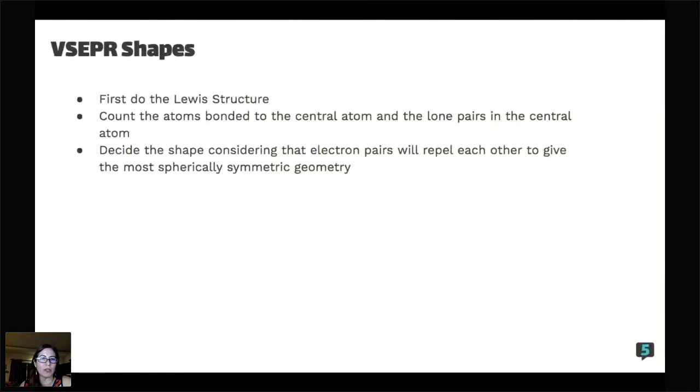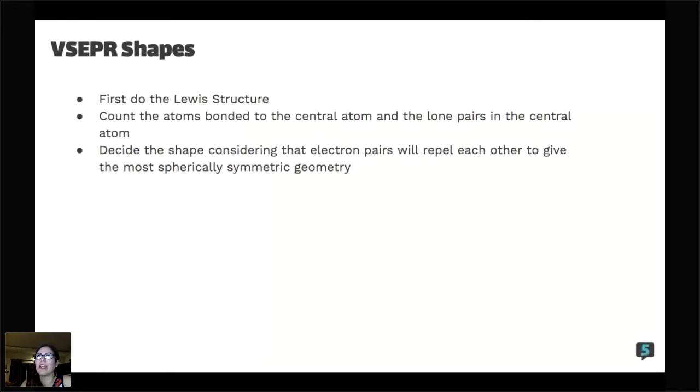So the steps are to first do the proper Lewis structure with the steps that we saw before. Then we're going to focus our attention on the central atom. We're going to count the atoms bonded to the central atom, and also consider the lone pairs. Then we're going to decide the shape, considering that electrons repel each other. So we consider what would be the furthest away possible that they can be, so they can have a spherical, geometrical, symmetric shape.